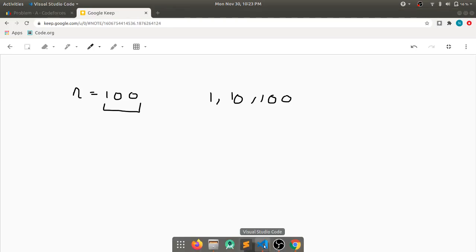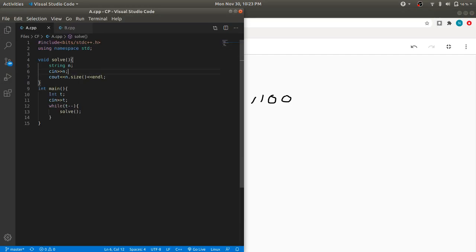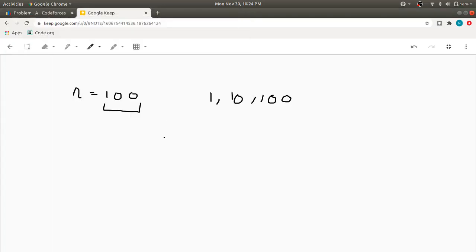Let me show you the code, then you will get what I did. I took the input and called the function solve. In solve, I inserted string n, and then just output n.size(), and that's it. This is all about this solution. So this was a fairly easy problem, and it was all about keen observation.